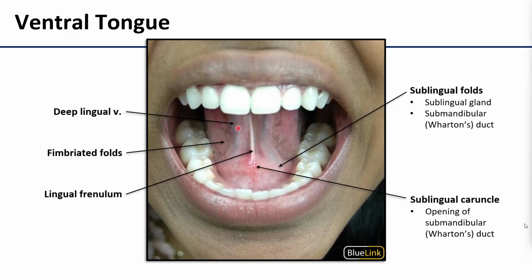Now, the placement of these deep lingual veins like this so close to the ventral surface of the tongue makes them a very good place to administer medication. So medicines that are administered sublingually, or just by putting them underneath the tongue, will absorb very quickly through the mucosa here and into those deep lingual veins, and then they move very quickly into circulation.